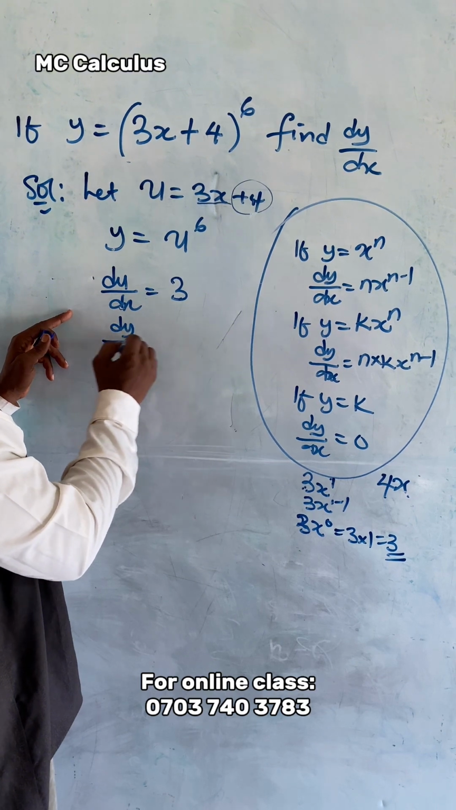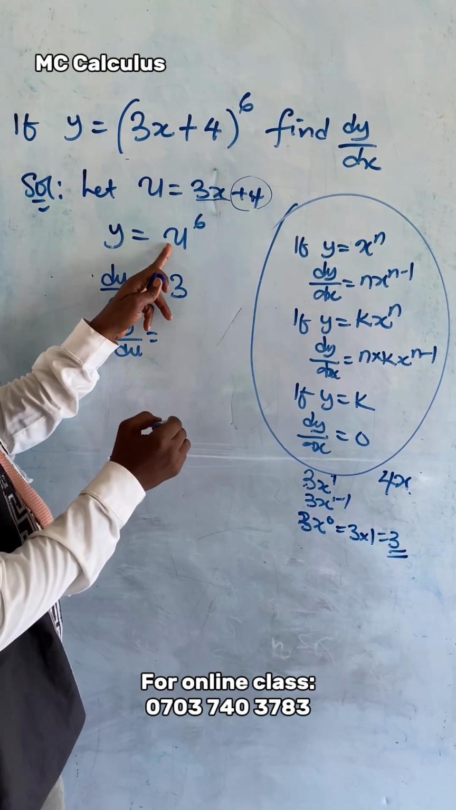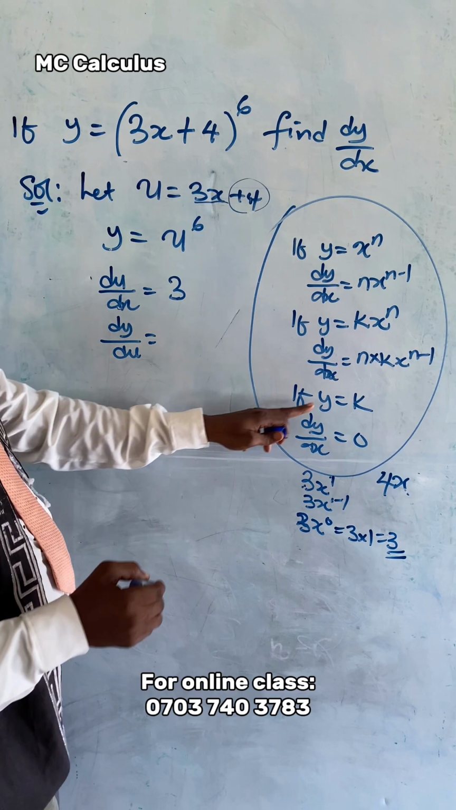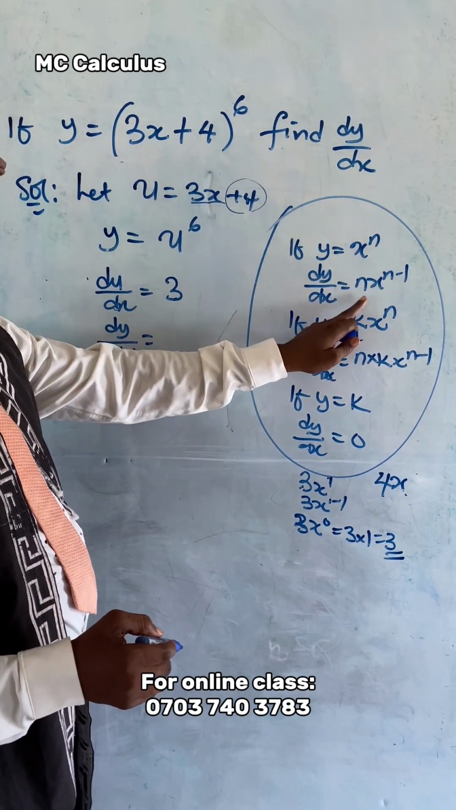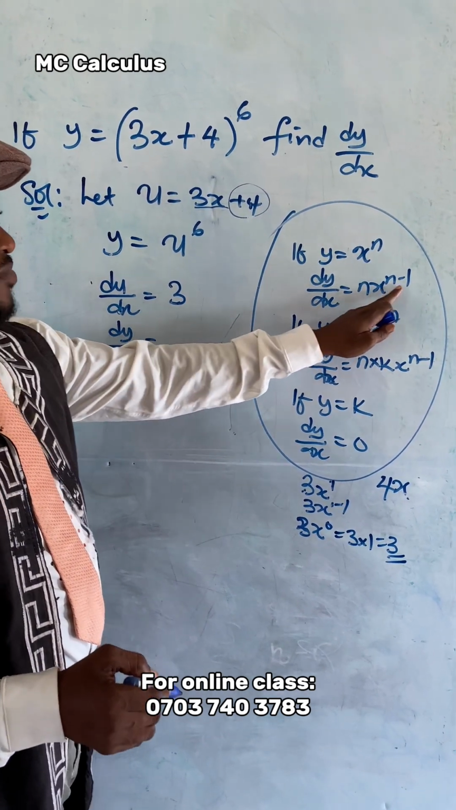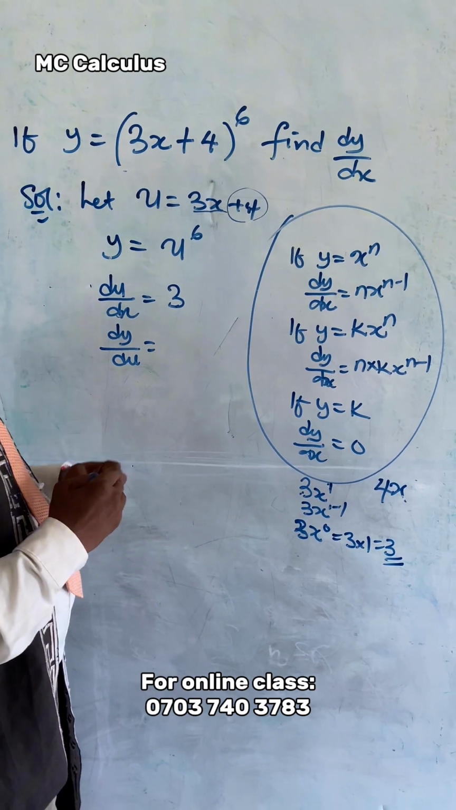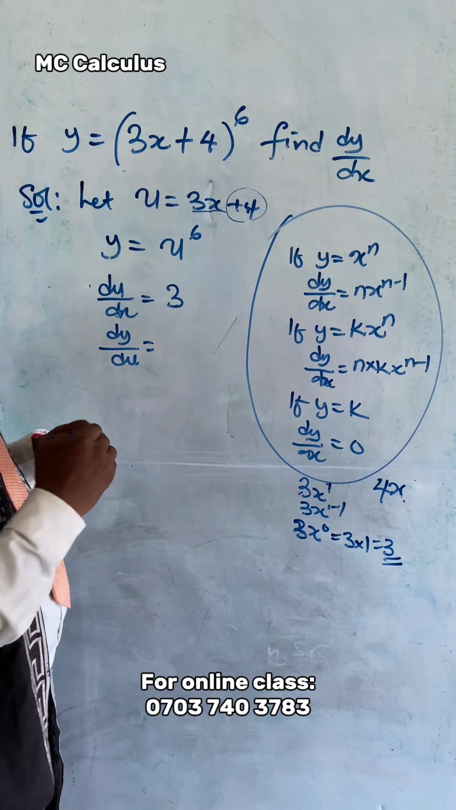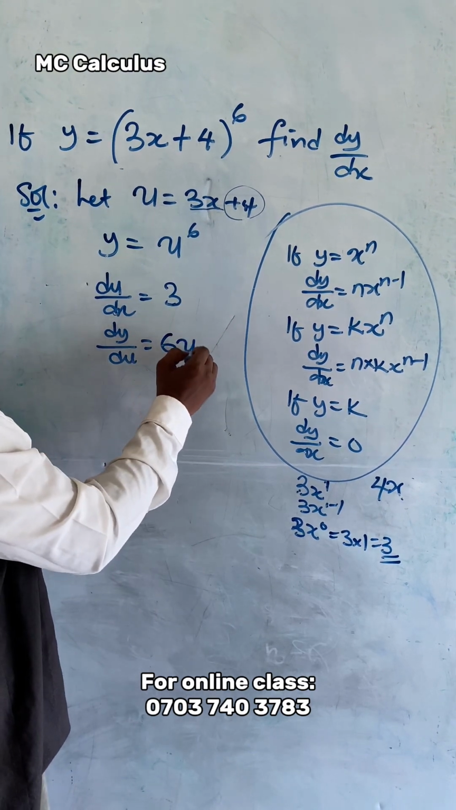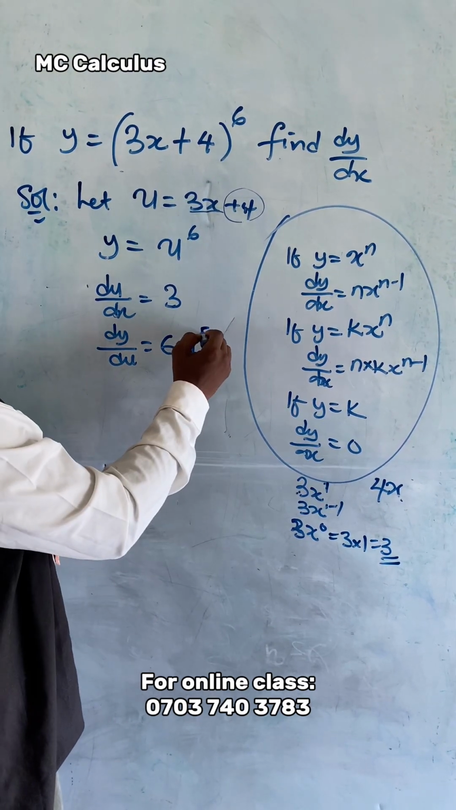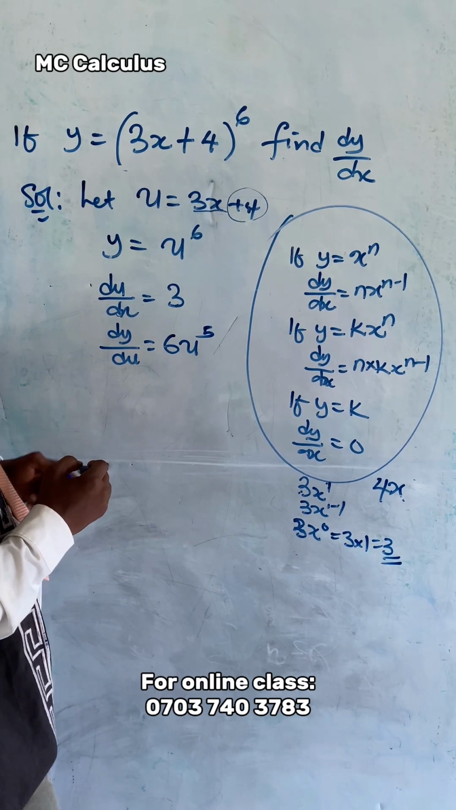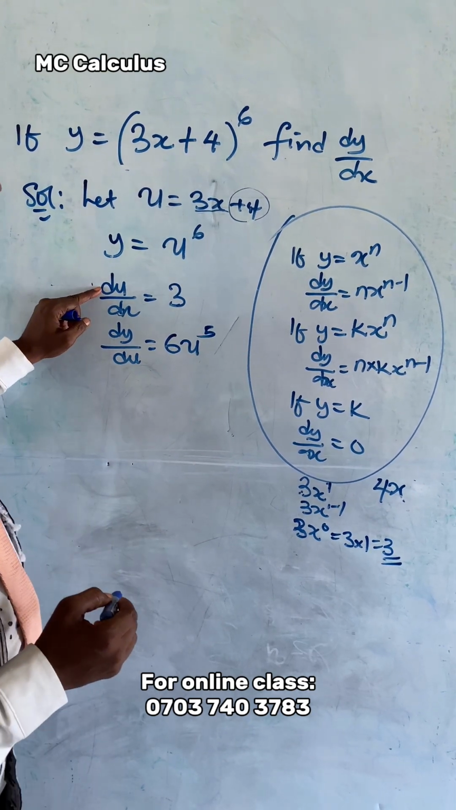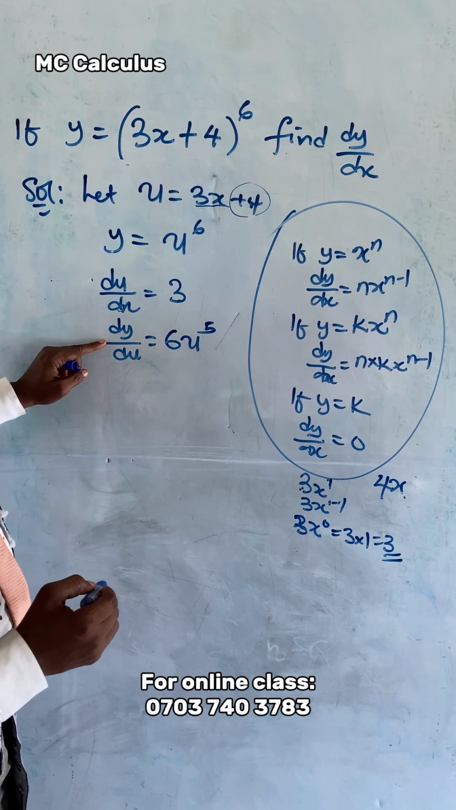dy/du. Differentiate u to the power of 6. Remember this: x to the power of n, the n will come down, we now say n minus 1. So in this case, 6 will come down. We now say 6 minus 1. So this place will now be 6 u to the power of, what is 6 minus 1? 5. So we have been able to differentiate du/dx. We have differentiated dy/du.